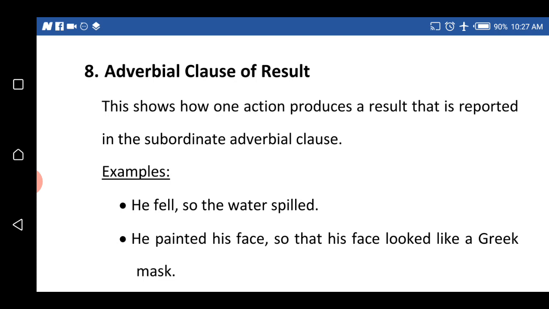Examples. Example 1. He fell, so the water spilled. Example 2. He painted his face so that his face looked like a Greek mask.